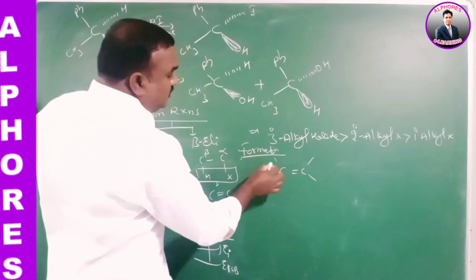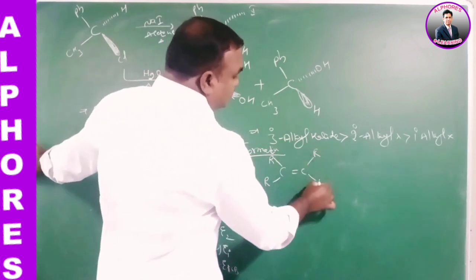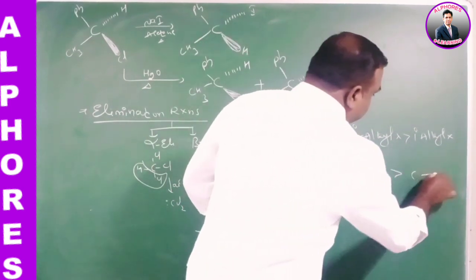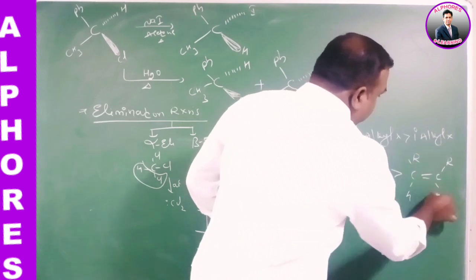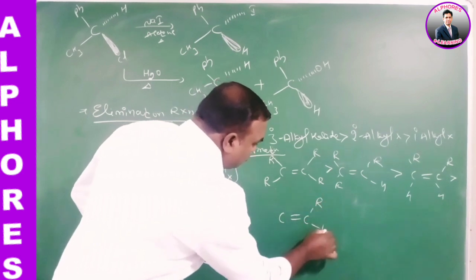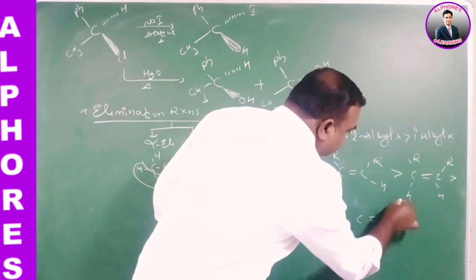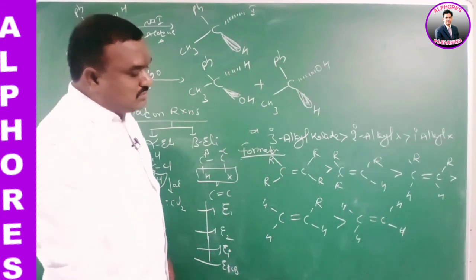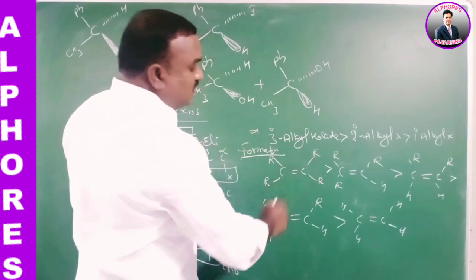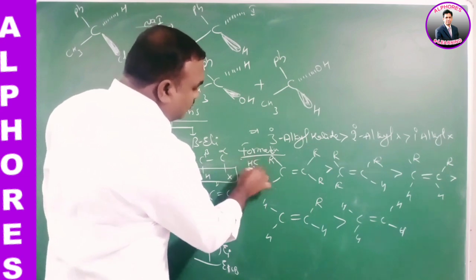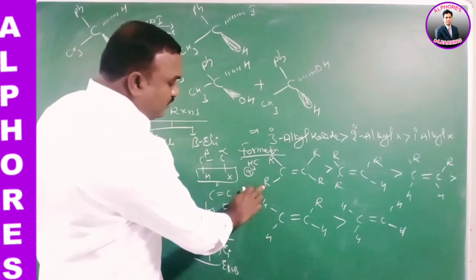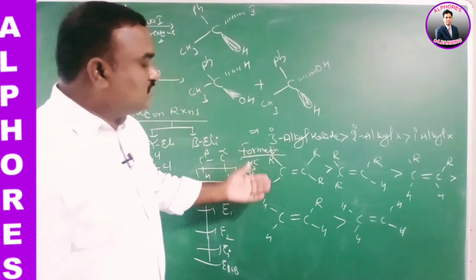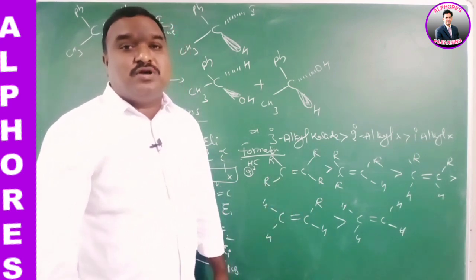The formation order of alkenes: tetrasubstituted alkene, down to monosubstituted simple alkene. Highly substituted alkene formation is more when compared to less substituted alkene. Suppose R is methyl. A methyl CH3 group has 3 alpha hydrogens, so 3 plus 3 plus 3 plus 3, a total of 12 alpha hydrogens. Through hyperconjugation structures, a more stable compound is formed here.